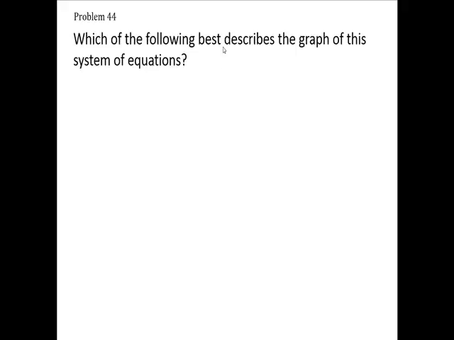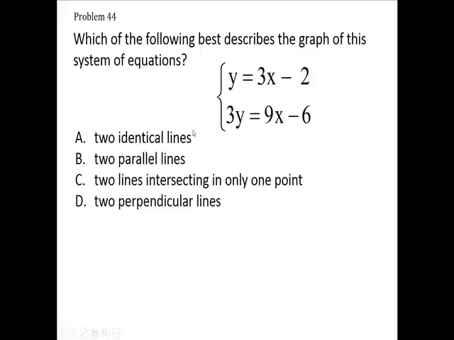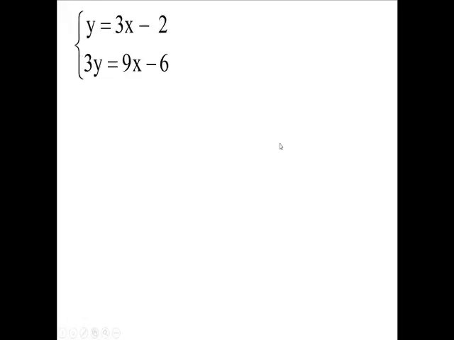Which of the following best describes the graph of this system of equations? Here's our system. The answers are going to be two identical lines, two parallel lines, two lines intersecting in only one point, or two perpendicular lines. Okay? So, let's look at our system.